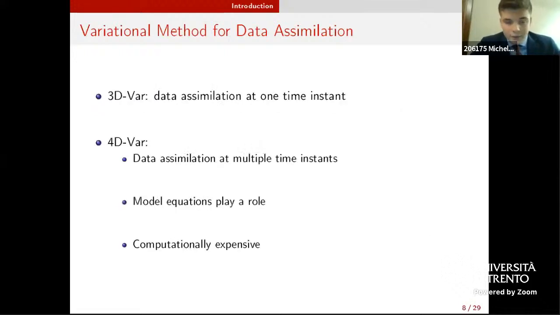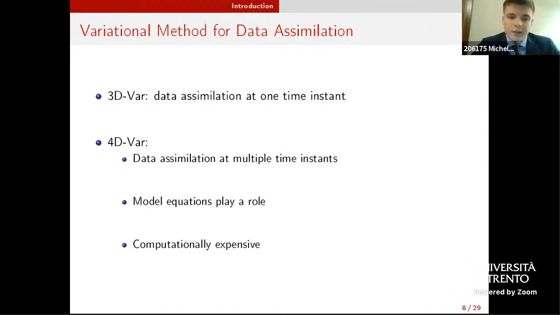In particular, 3D-Var consists in assimilating the data only at one time instant. 4D-Var solves the same variational problem of 3D-Var, but it allows to increase the time window of data assimilation, considering multiple time instants. And in this technique, also model equations play a role in providing the updated initial state.